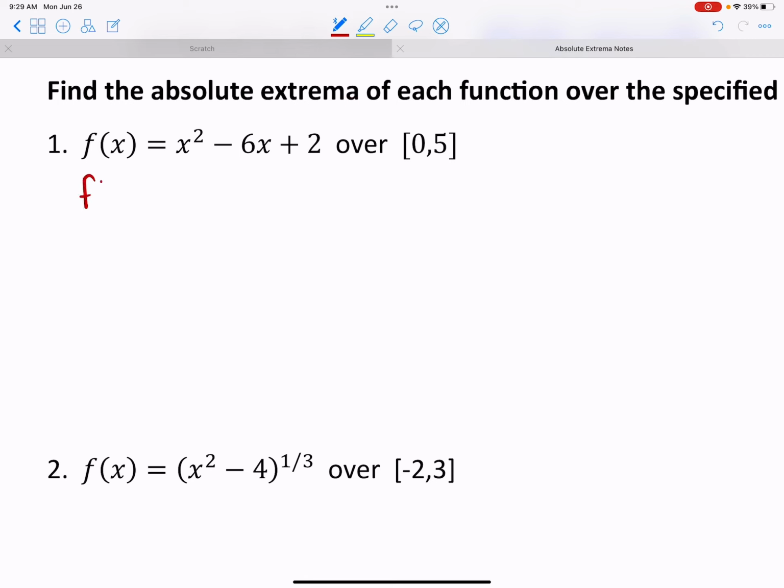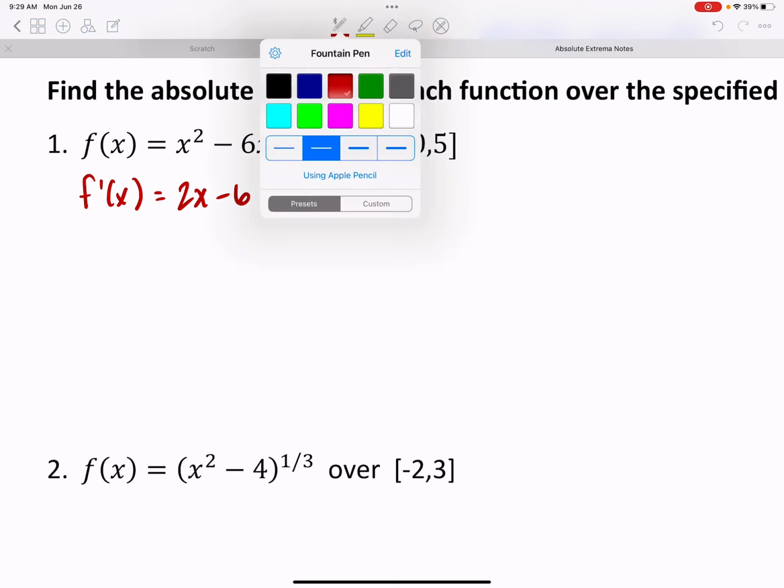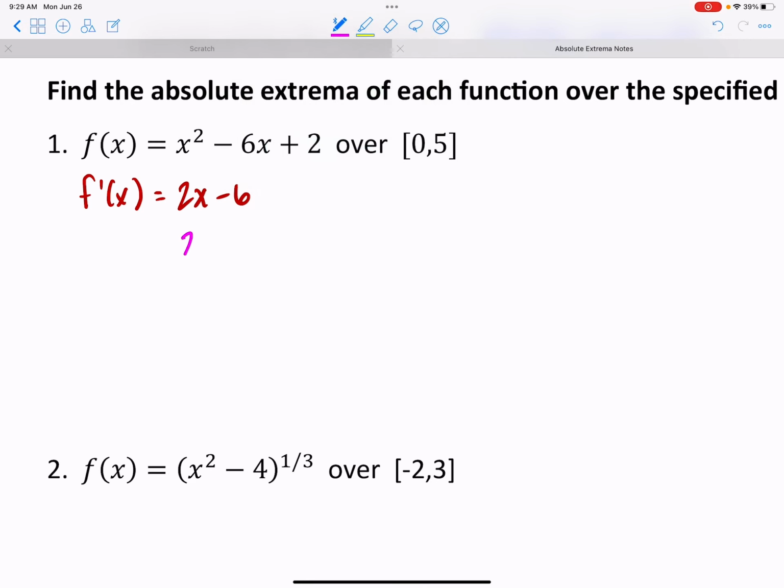So we're going to start by finding our first derivative. So that's going to be 2x minus 6, and the critical numbers make this first derivative either equal 0 or undefined. We can't make this undefined, but we can make it equal to 0. We can make 2x minus 6 equal 0. If we add the 6 over and divide by 2, we see x equals 3 as a critical number.